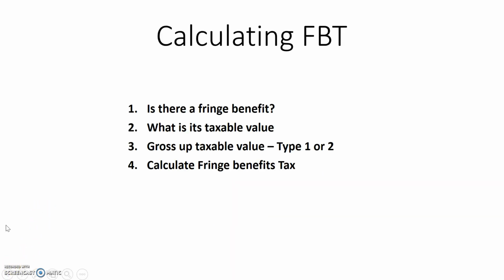Okay, so in actually calculating your fringe benefits tax, the steps you take are that firstly, you need to work out if there actually is a fringe benefit. If there isn't, then it's not subject to FBT and you stop. If there is, then you continue on. The second step is to work out what its taxable value is. The methods for working out taxable value are specified for each fringe benefit, so we'll go over that with some examples in later videos. Next, you need to gross up the taxable value. This can be type 1 or type 2, so we'll go through that in a second. And finally, you calculate what your actual fringe benefits tax obligation is.